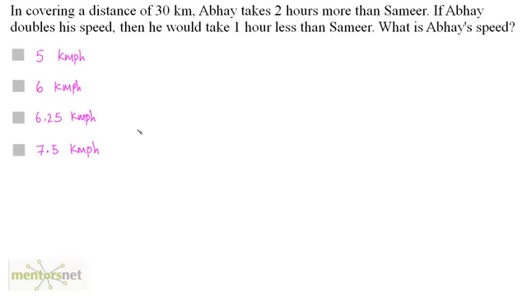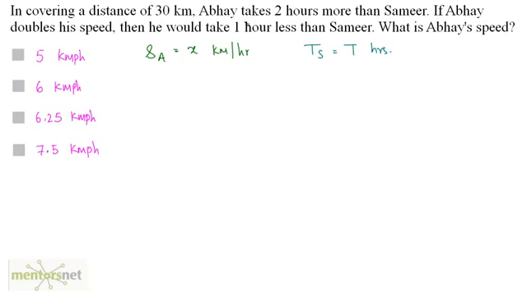In covering a distance of 30 kilometers, Abhay takes 2 hours more than Samir. If Abhay doubles his speed, then he would take 1 hour less than Samir. What is Abhay's speed? So first of all, let us consider that speed of Abhay is x kilometers per hour. And let us also assume that the time taken by Samir is t hours.